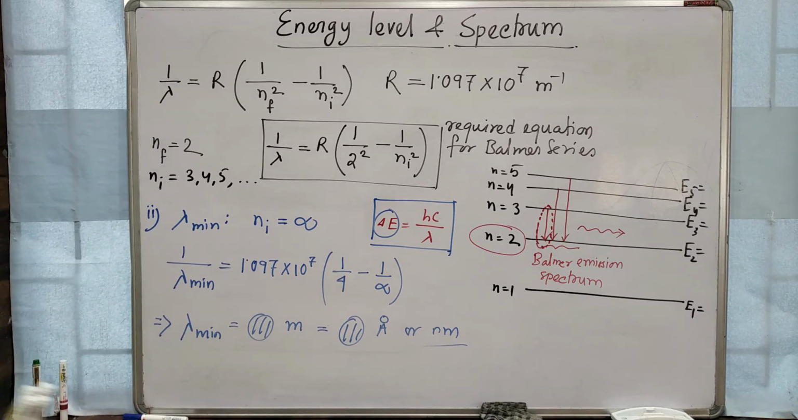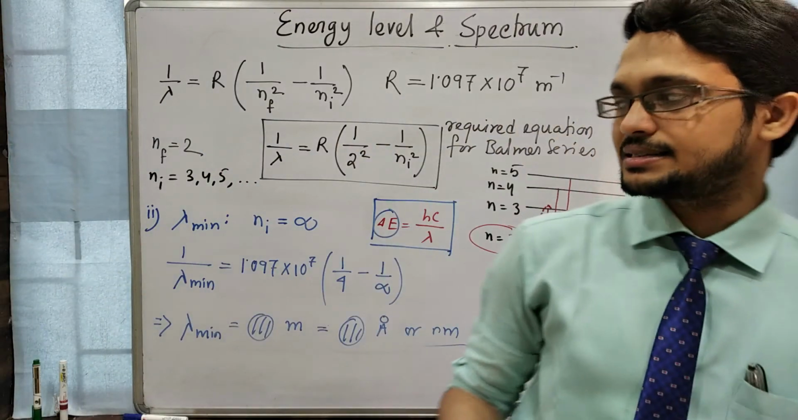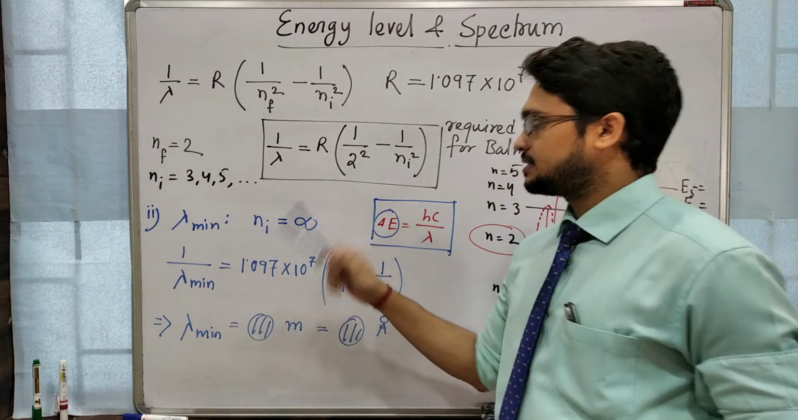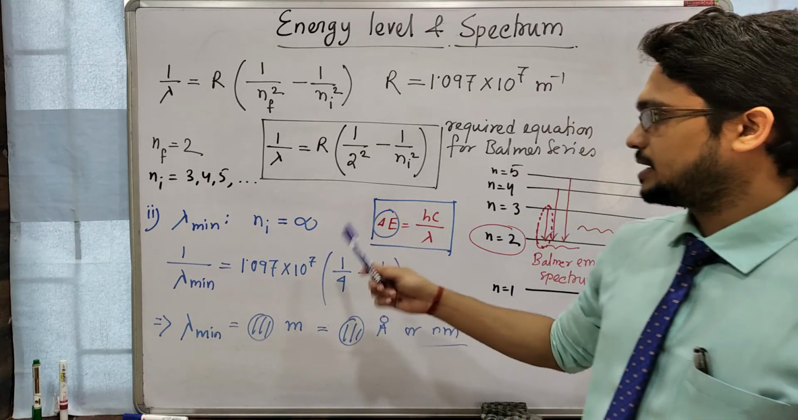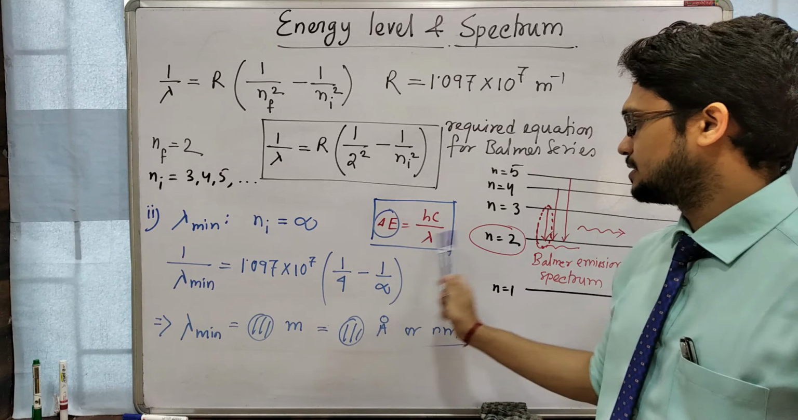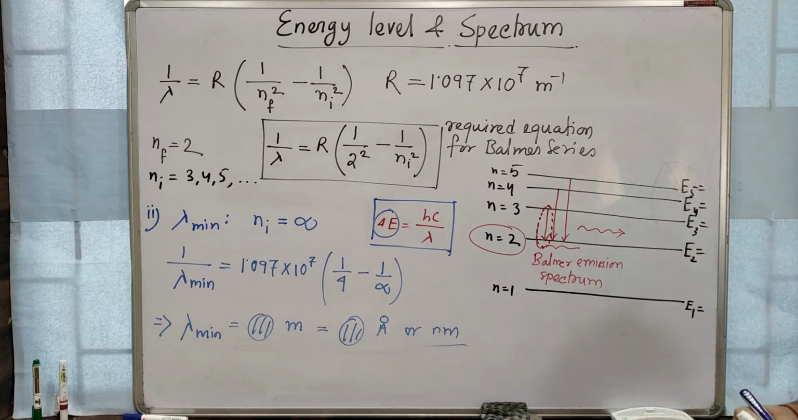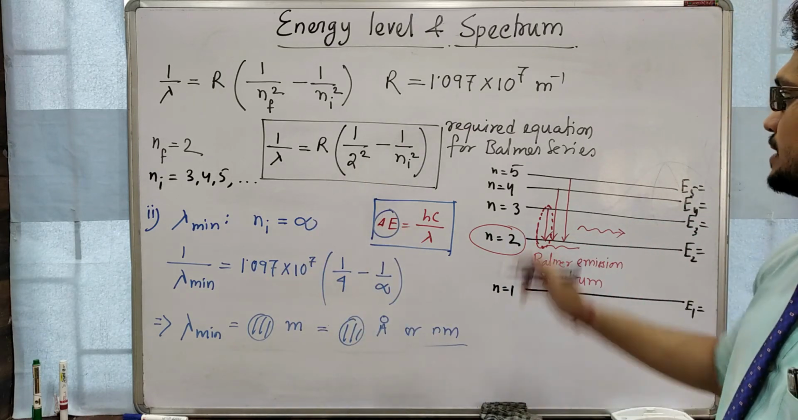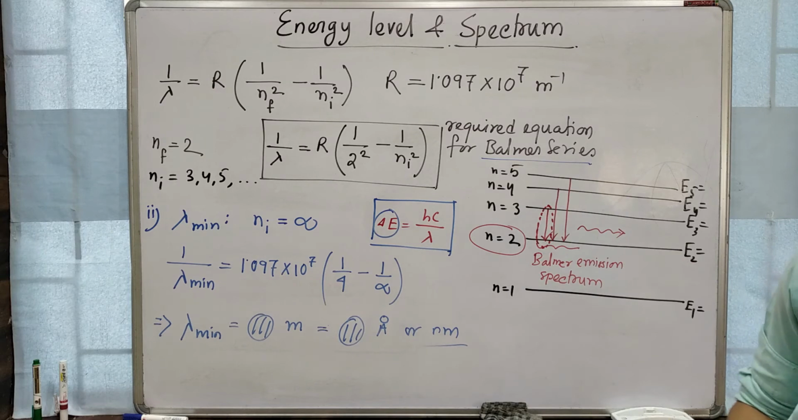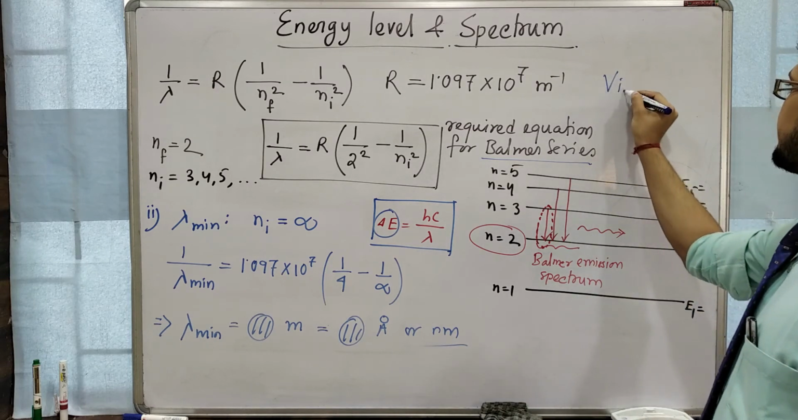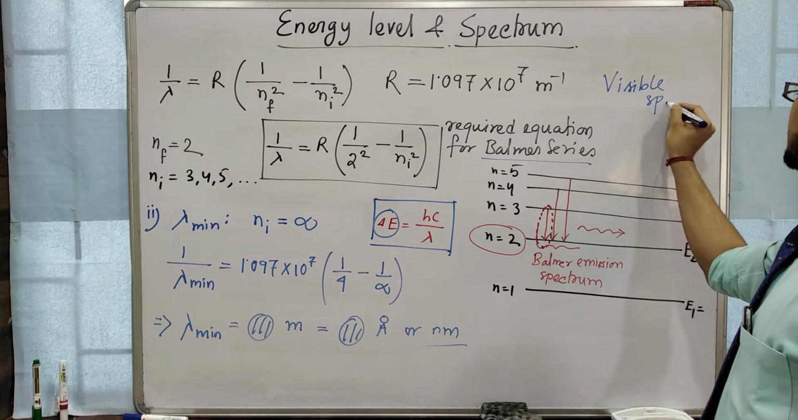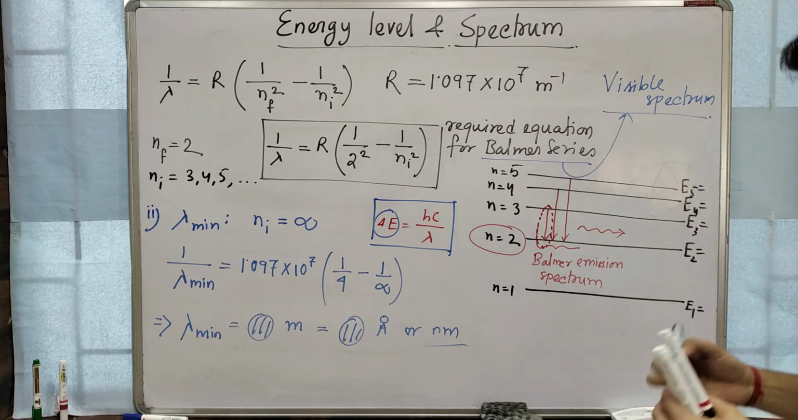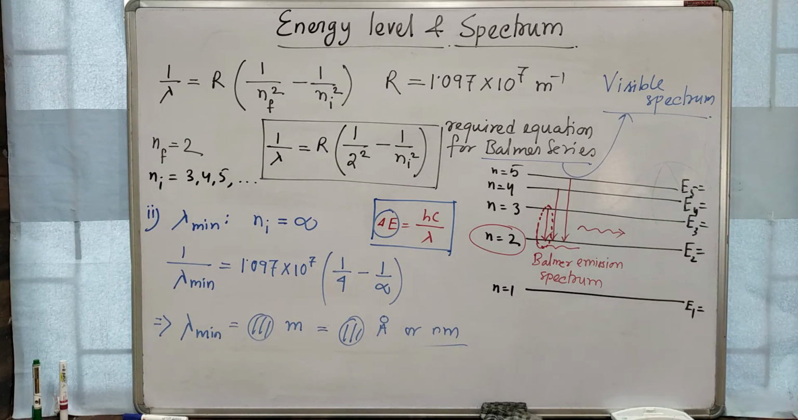Clear? So here we are getting two extreme wavelengths, that is lambda max and lambda min. For lambda min Ni will be infinity, for lambda max Ni will be just the above level, that means 3. Do not remember, if you can remember fine, otherwise use this relation. All the wavelengths between lambda min and lambda max for the Balmer series will lie in the region of visible spectrum. So Balmer series means visible spectrum.